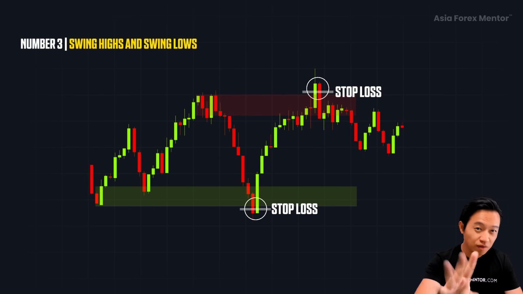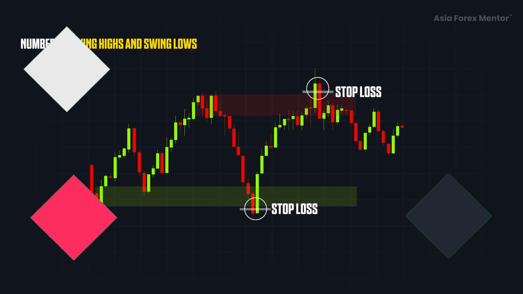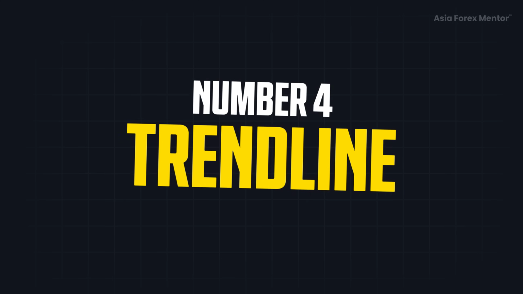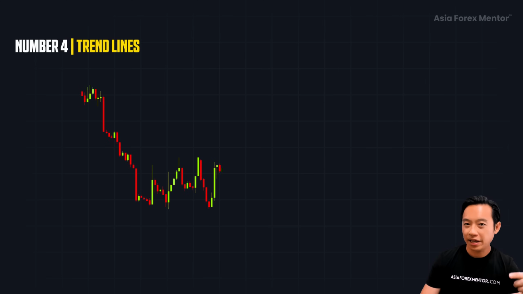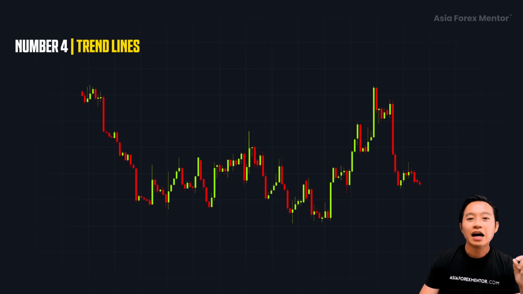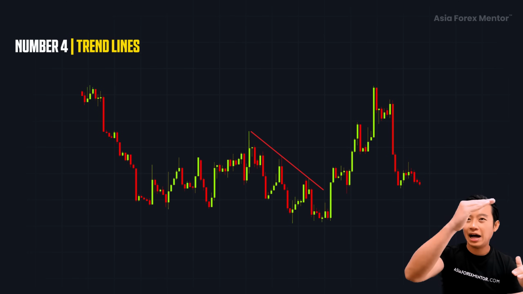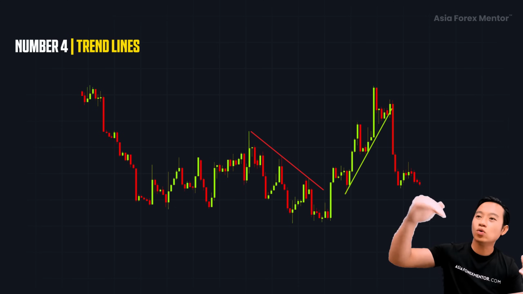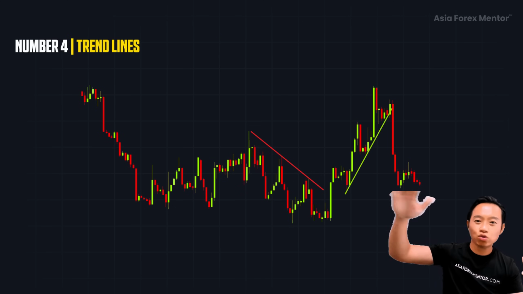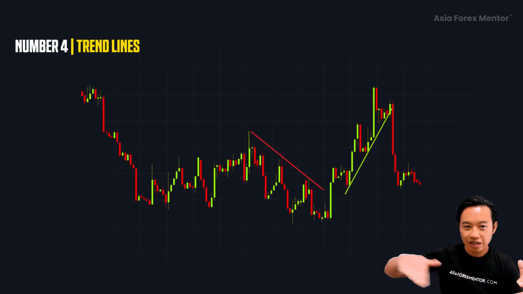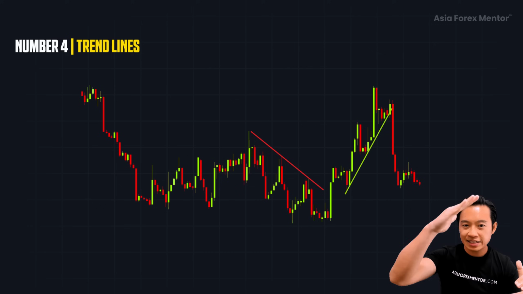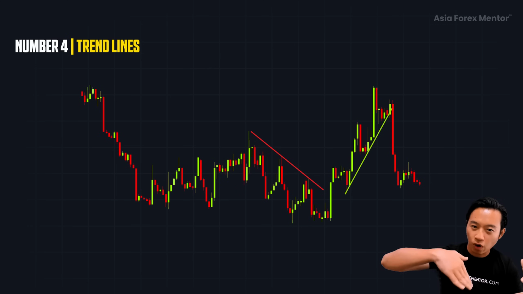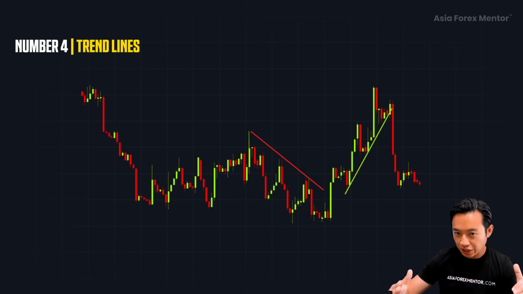The fourth most common spot of inducements: trend lines. All right, so now let's see how they play into all these inducement setups. A trend line is what? It connects the lower highs, or the higher lows in an uptrend, to show the price direction. And that represents a support or resistance in that direction.